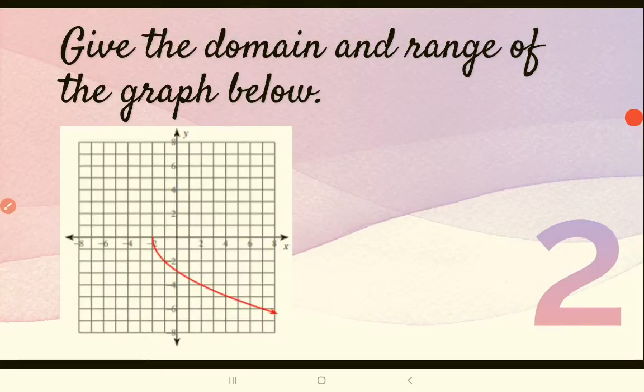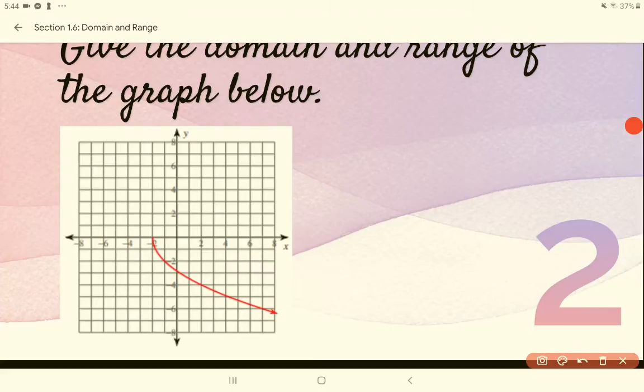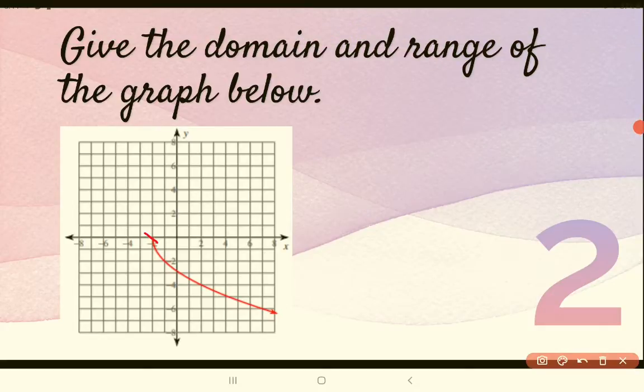What about example 2 now? Example 2 says give the domain and range. So for the domain, I start by putting a little mark at the farthest spot to the left, and that's right here. Well, how far does this thing go to the left? Because that's not an arrow. Well, it starts at -2. It doesn't go any farther to the left than that.